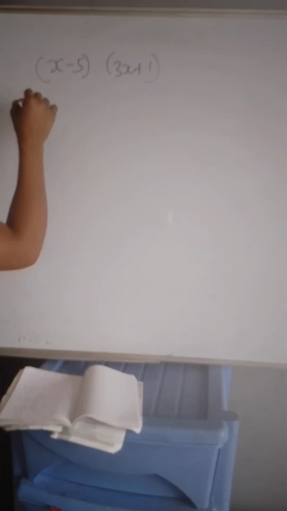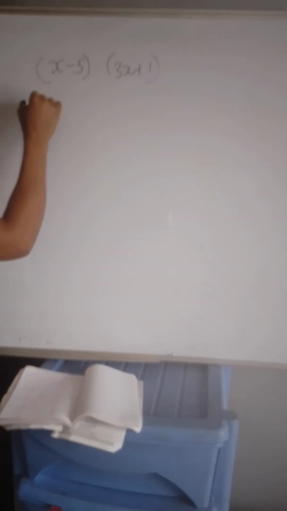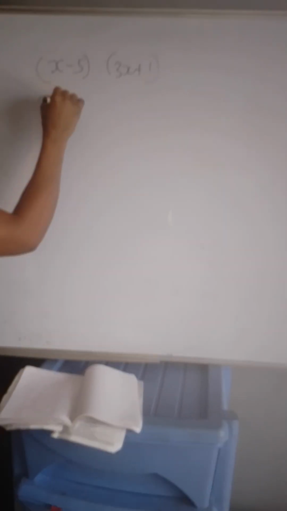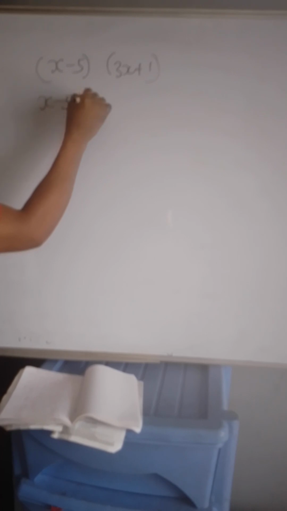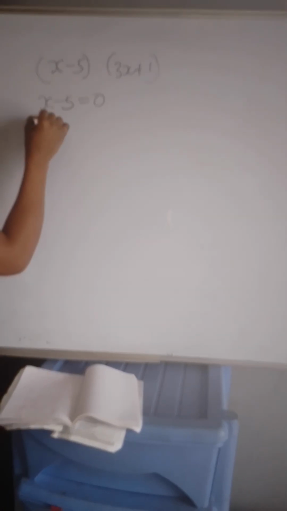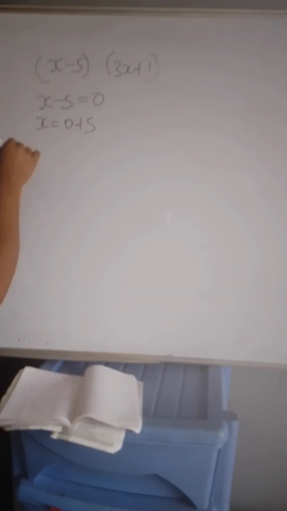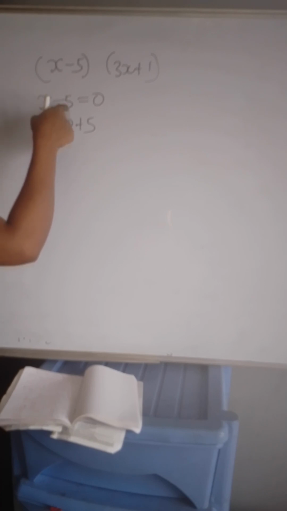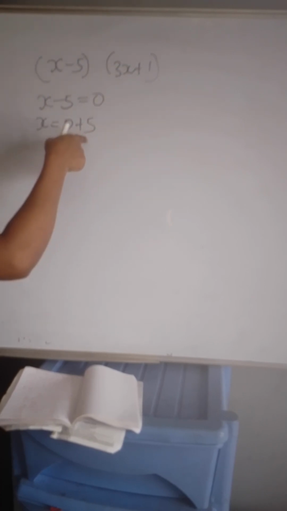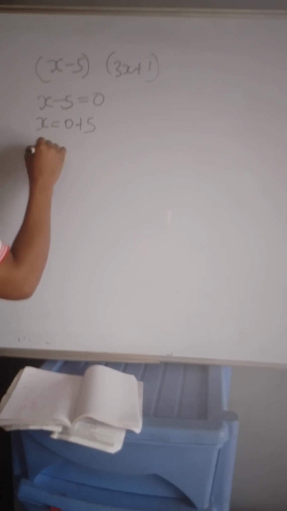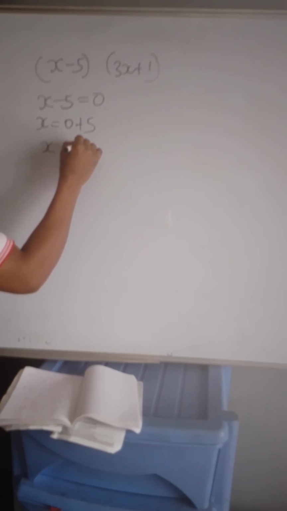So we now say x minus 5 equals 0. x equals 0 plus 5. When this minus 5 crosses over, it becomes plus 5. So final answer, x equals 5.